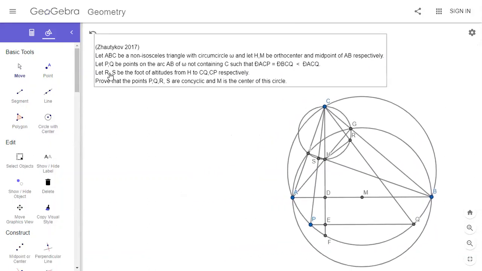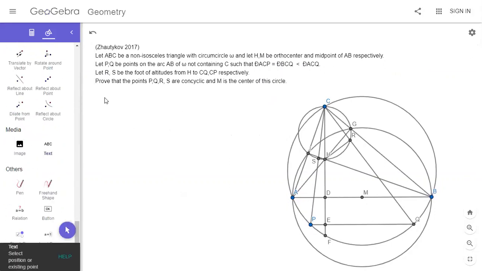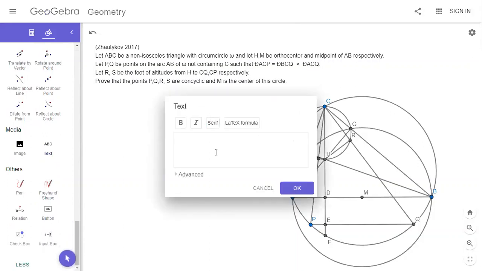Okay, so we have angle ACP equals angle BCQ, means that arc AP is equal to arc BQ, which means that AB is parallel to PC.